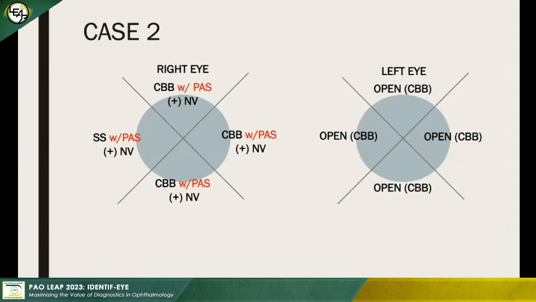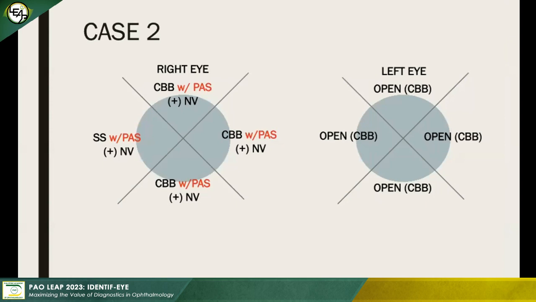So despite having pockets of visible CBB in the right, there are still also extensive areas with synechia, which physically occludes the aqueous outflow through the trabecular meshwork. Hence, the diagnosis in this patient is a closed-angle type of glaucoma, secondary to neovascularization.